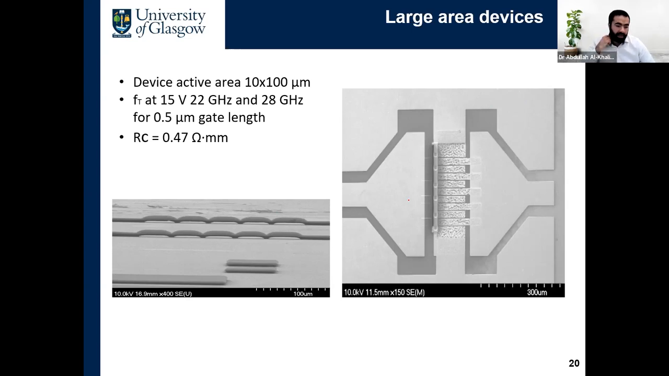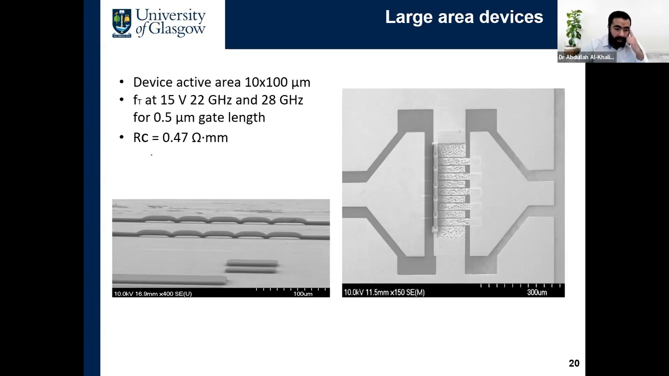This was done using an AlGaN based barrier, so obviously the frequency will be lower. And again, since we have a much larger device size, the total capacitance will be higher. In this case, we have an FT and Fmax of 22 and 28 gigahertz respectively. The gate length here, it is worth mentioning, was half a micron, not 50 nanometers. So this is a much larger gate length.